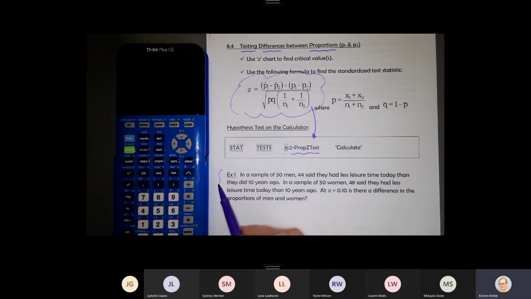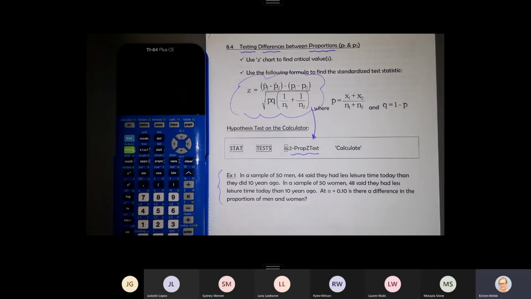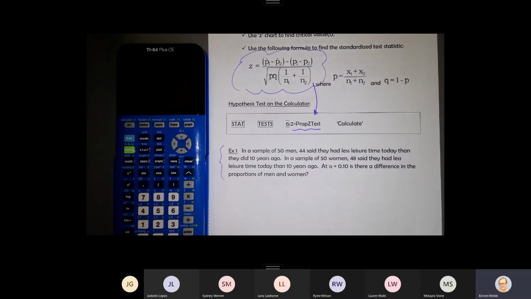Let me give you a minute to read through example 1 a couple of times and see what they're telling us and what they're asking us.